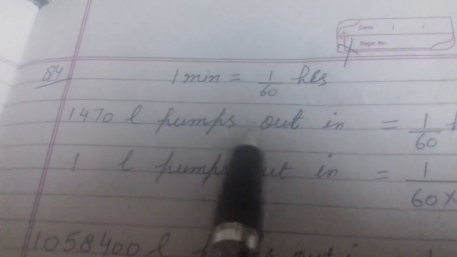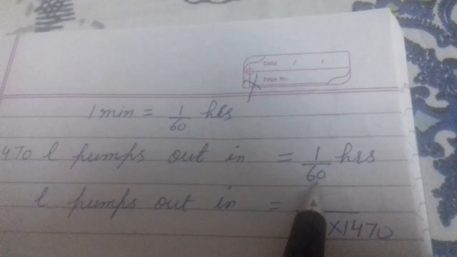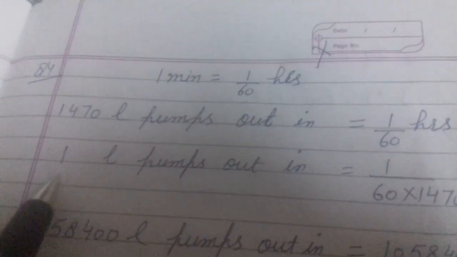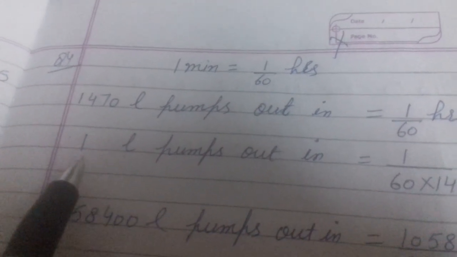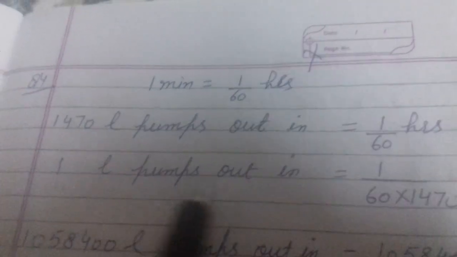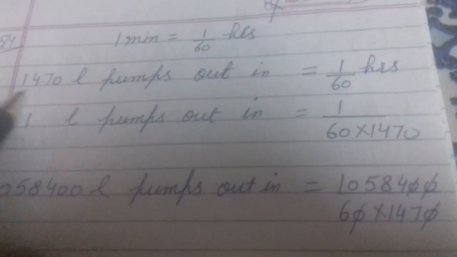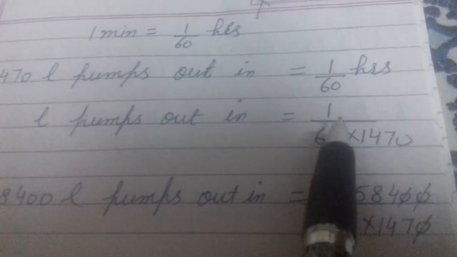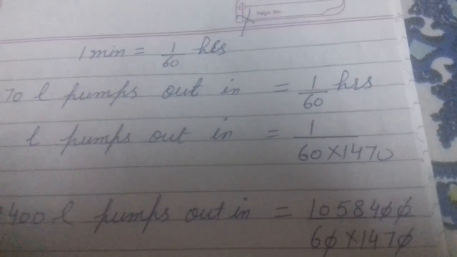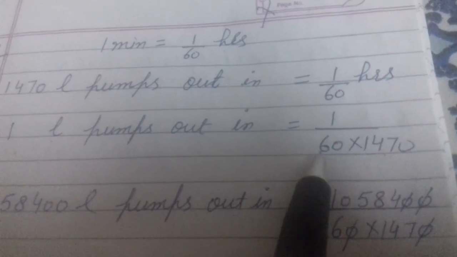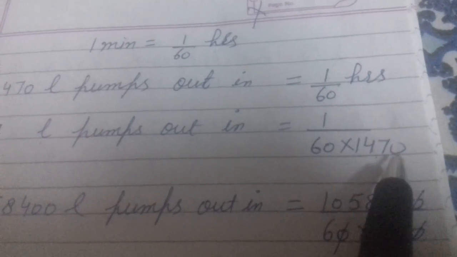1470 liters are pumped out in 1 minute, meaning 1 by 60 hours. Now for 1 liter. You must be wondering why I found 1 liter. If we know the value of one thing, we can find out anything. So 1 liter is pumped out in 1 by 60. Here many are given and you are going to find out for 1, so this will come over here, because you have to divide this by 1470. That will be 1 over 60 into 1470.